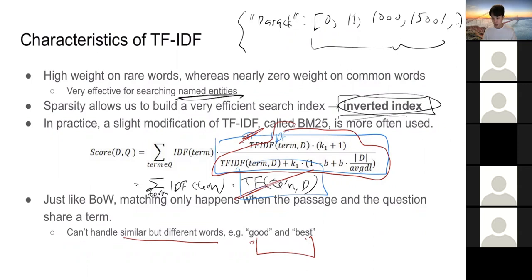Okay, so the question is, are we going to implement TF-IDF for text classification? Yes, you're going to implement TF-IDF, but not for text classification, because TF-IDF is not for text classification, it's for retrieval.